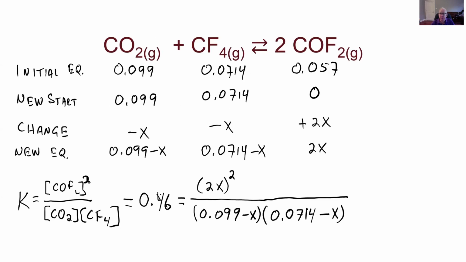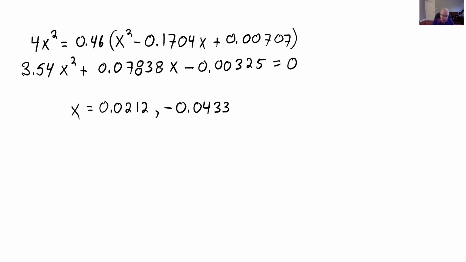If I look back here, 2x is the concentration of the COF2, right? That tells me x has got to be positive, right? The boundaries on x here are that it has to be positive, and it has to be smaller than 0.0714, I guess, because if it broke either one of those conditions, then it would cause at least one of the concentrations to become negative, and we can't have a negative concentration, right? So that means I drop this root, I keep this one, right?